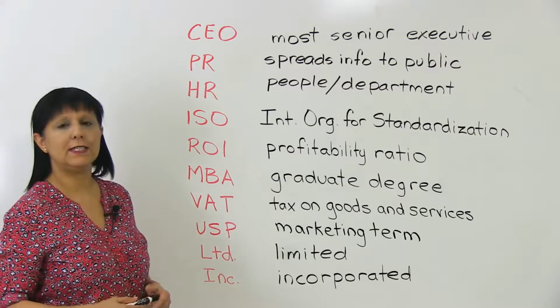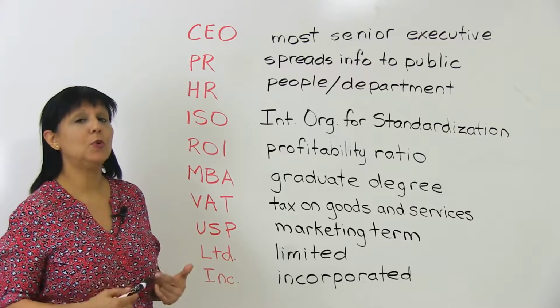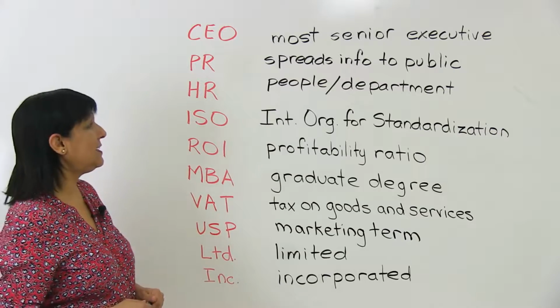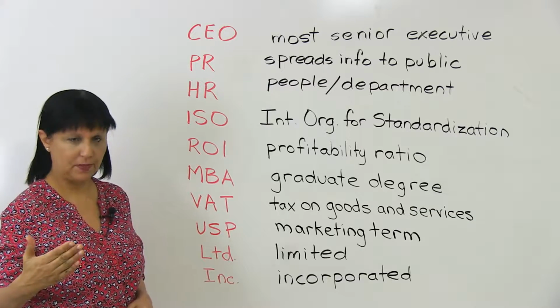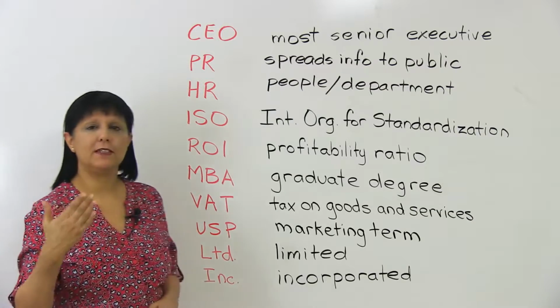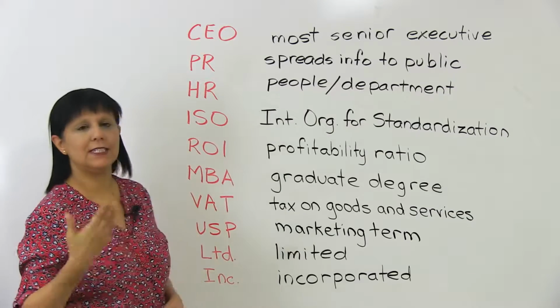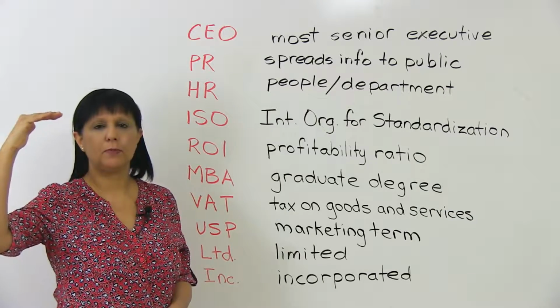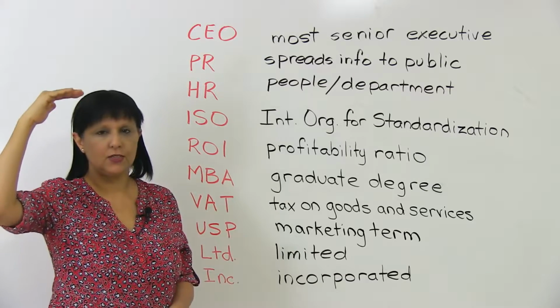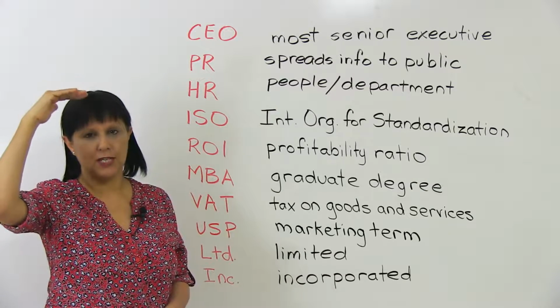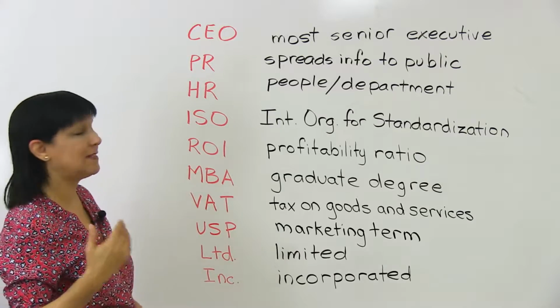So, what is a CEO? Or better still, who is a CEO? So, CEO stands for Chief Executive Officer. Okay? And the Chief Executive Officer is the most senior executive in a corporation, in a for-profit corporation. Okay? So, he's the top most executive. All right? That's the CEO.